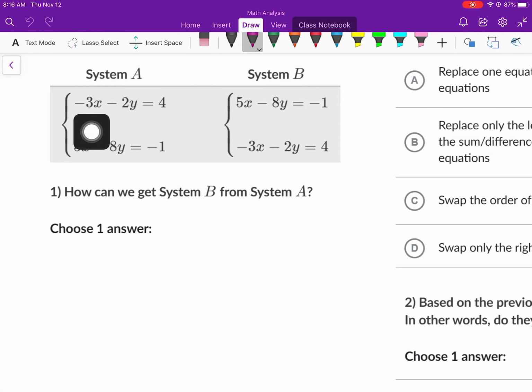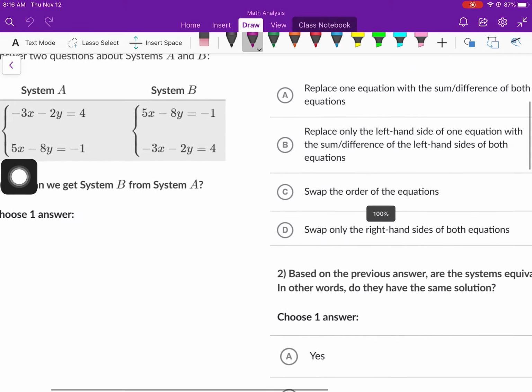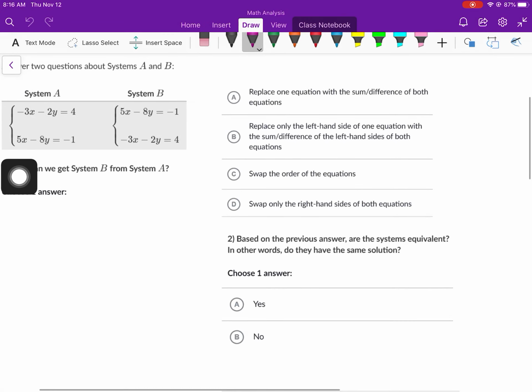So if we look at this one, okay, -3 minus 2y. If I notice, it's actually down here now. So I took this and moved it down here. And then this one got moved up here. Did they change anything? No, they look exactly the same. Want to double check those. So what did they do? They swapped the order of equations.